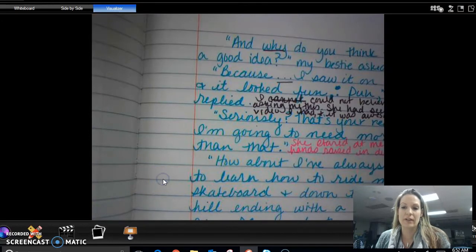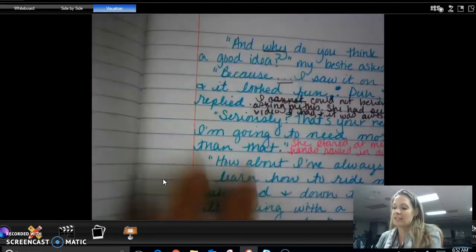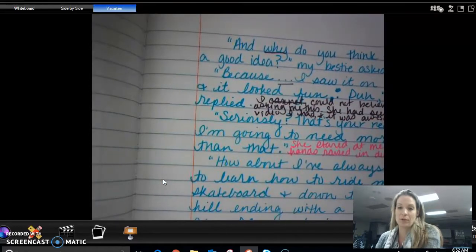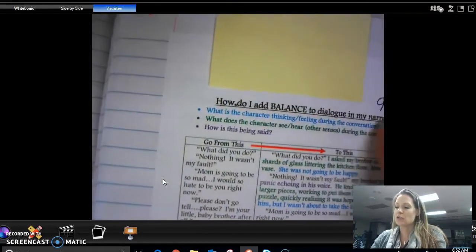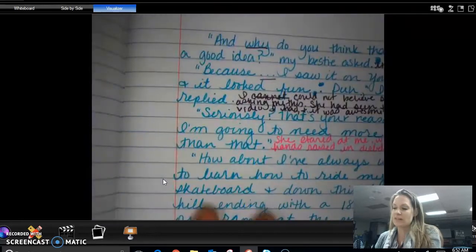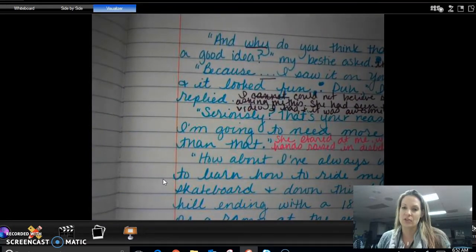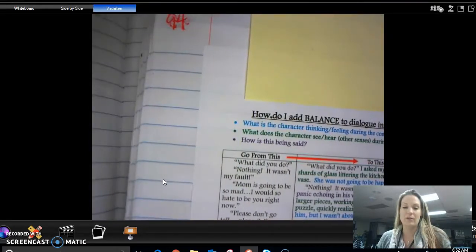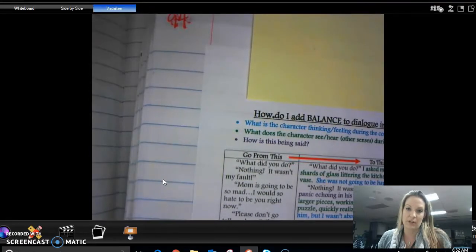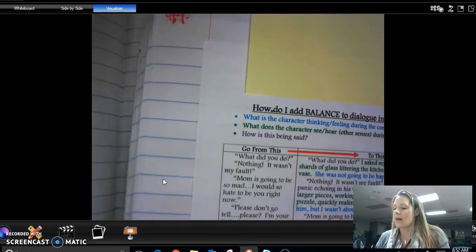The first thing that you're going to go do, if you have a lot of dialogue but not a lot of the descriptive part in here, you're going to use page 94 as well as these examples, and you're going to add some things the characters are thinking, feeling, how it's being said, or what I would see if I were in the room with them. Okay, so that's the first thing. Maybe you need to add some of this.